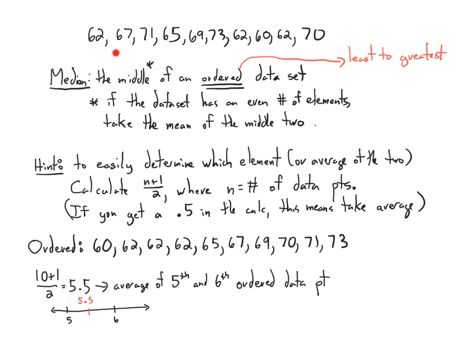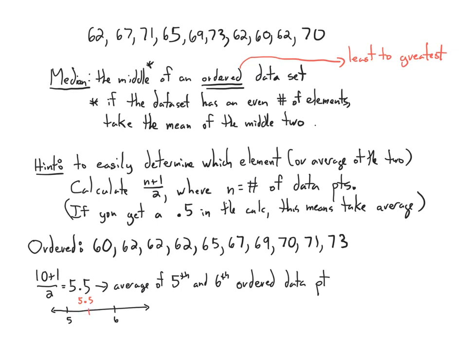So again, this is the same data that we've been working with, the height of the 10 students from the previous examples. So the first thing we're going to do is order our data set. So we're going to write it from smallest to largest, and that's what I did here. And there are 1, 2, 3, 4, 5, 6, 7, 8, 9, 10 data points. So I'm going to calculate 10 plus 1 divided by 2. And that gives me 5.5.